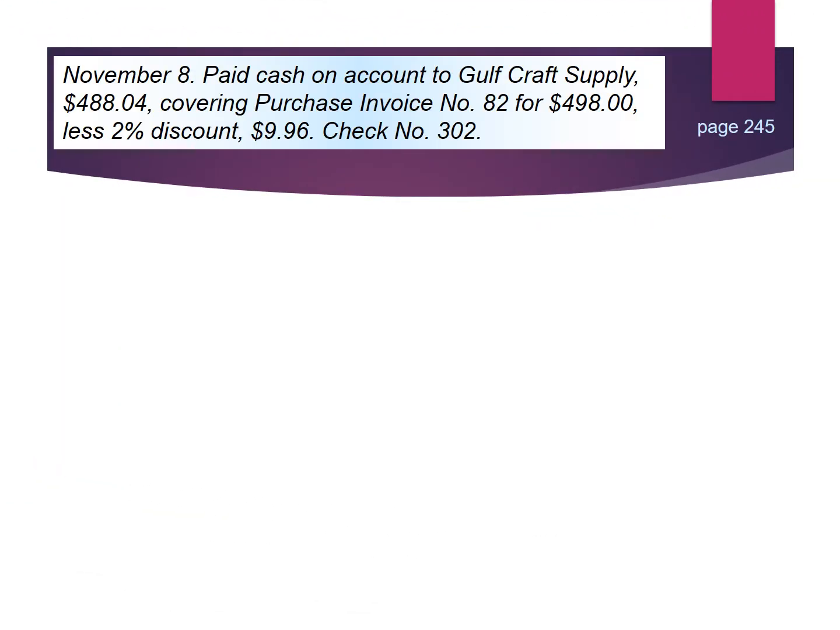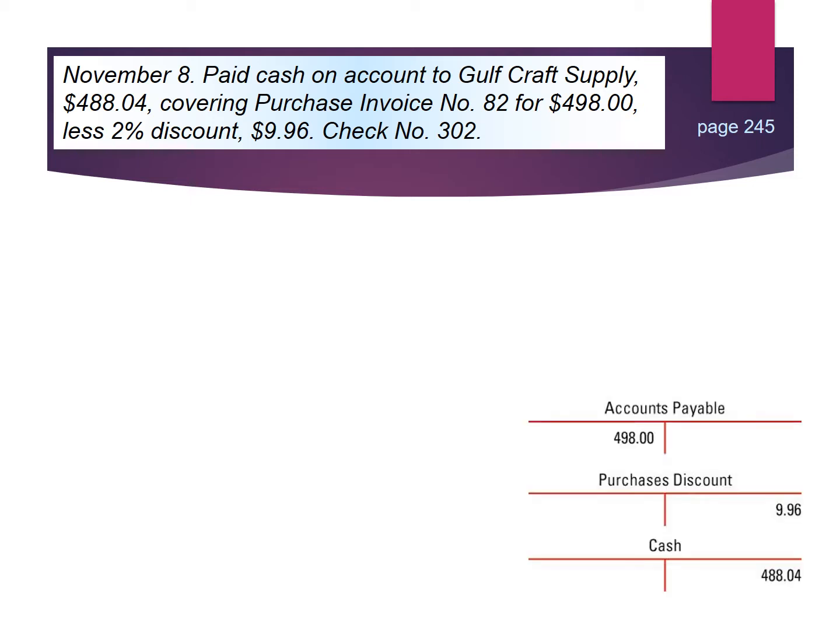November 8, we paid cash on account to Golf Craft Supplies $488.04, covering purchase invoice number 82 for $498, less a 2% discount of $9.96, check number 302. So let's look at our T account. We look at the purchase invoice number, which is 82. What was the purchase invoice amount?